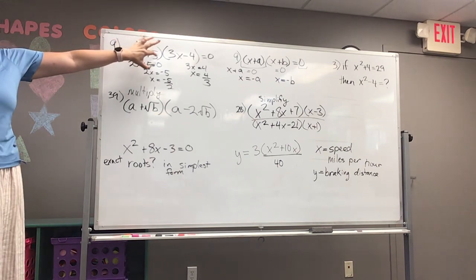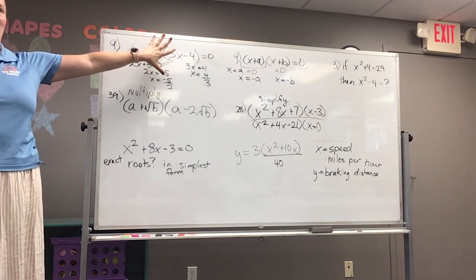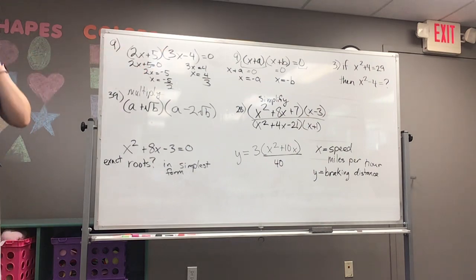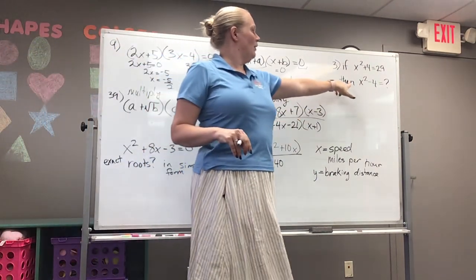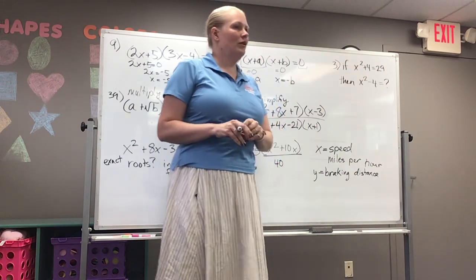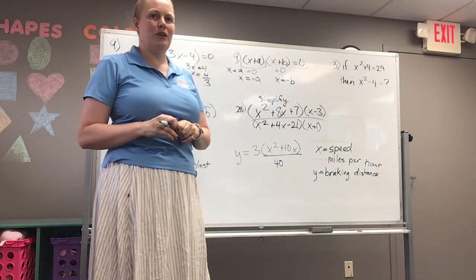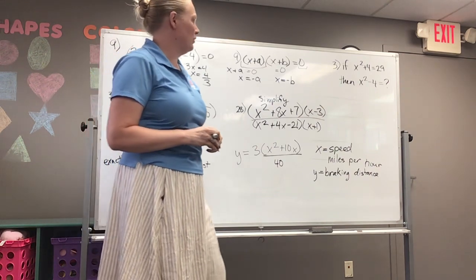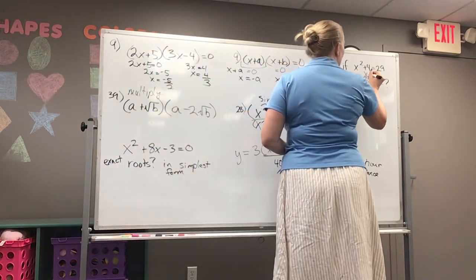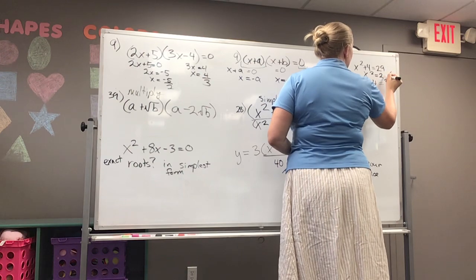Questions on that? Is it something that, oh yeah, I remember that now that you talk about it? Okay. For number 3, how did you solve that? What do you do? Minus 4. Okay, minus 4. So x squared equals 24.